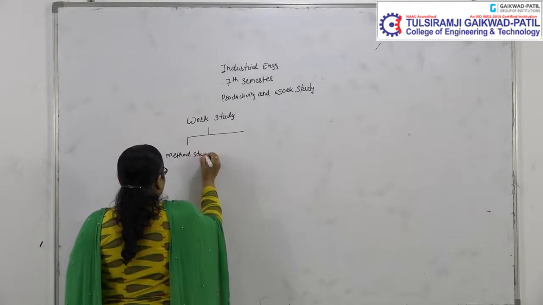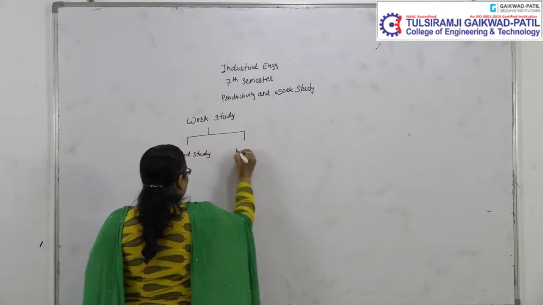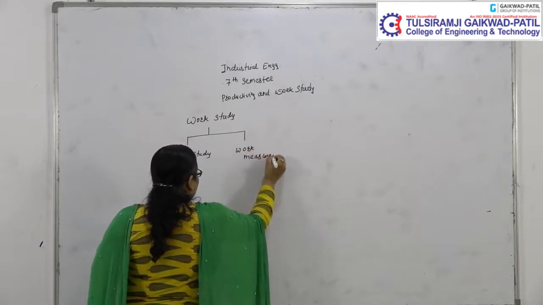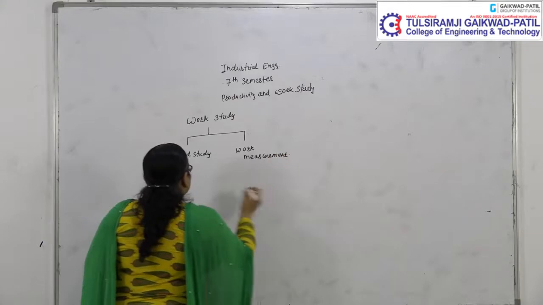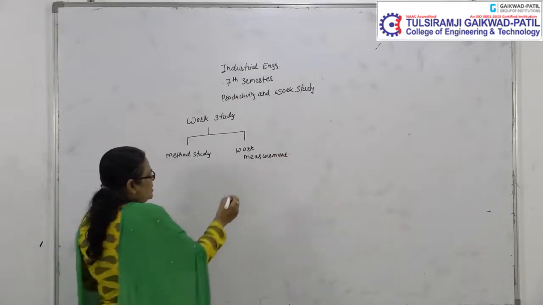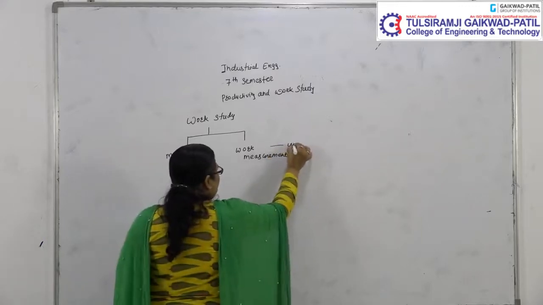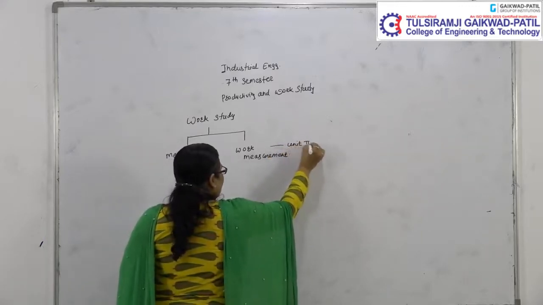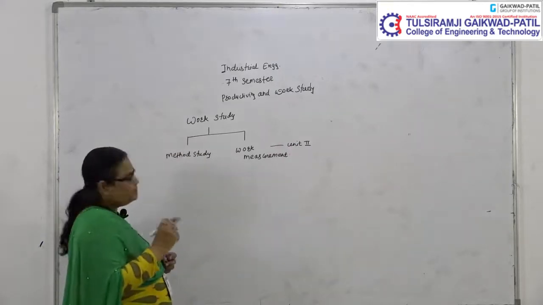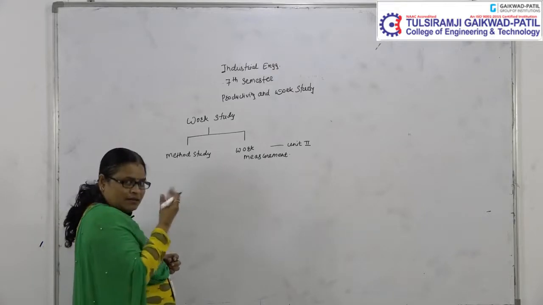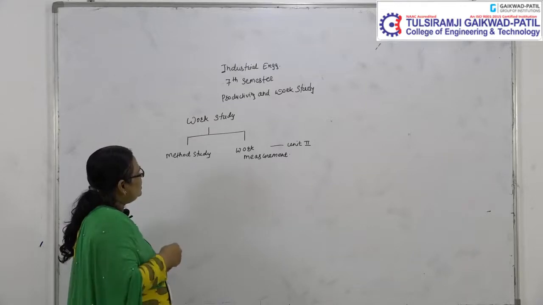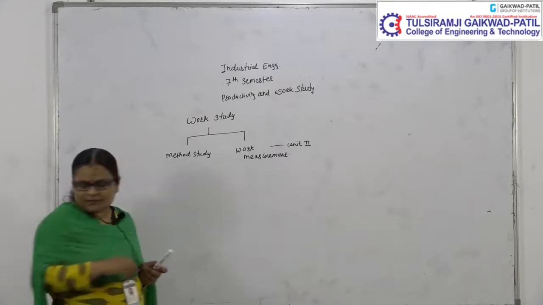Method study is contained in your unit number 1, and work measurement is a specially separated topic, that is unit number 2. You will complete work measurement in unit number 2. So in this chapter we concentrate only on method study, which is part of the work study.